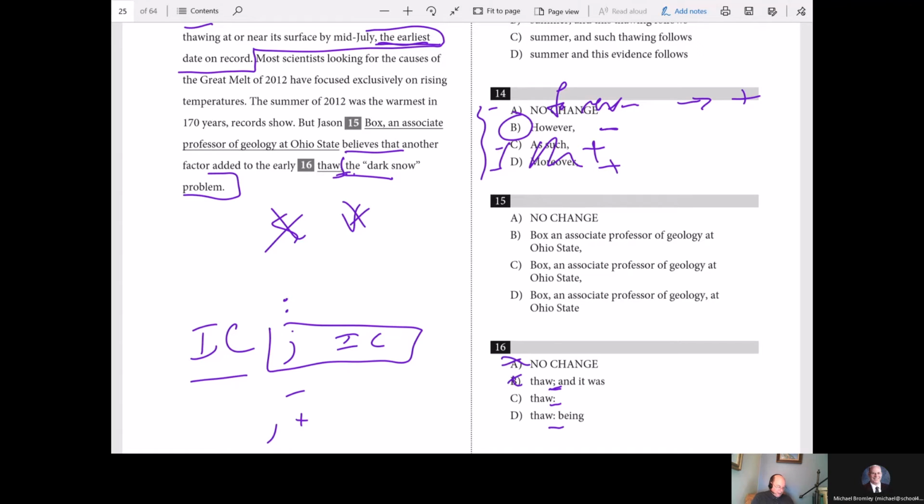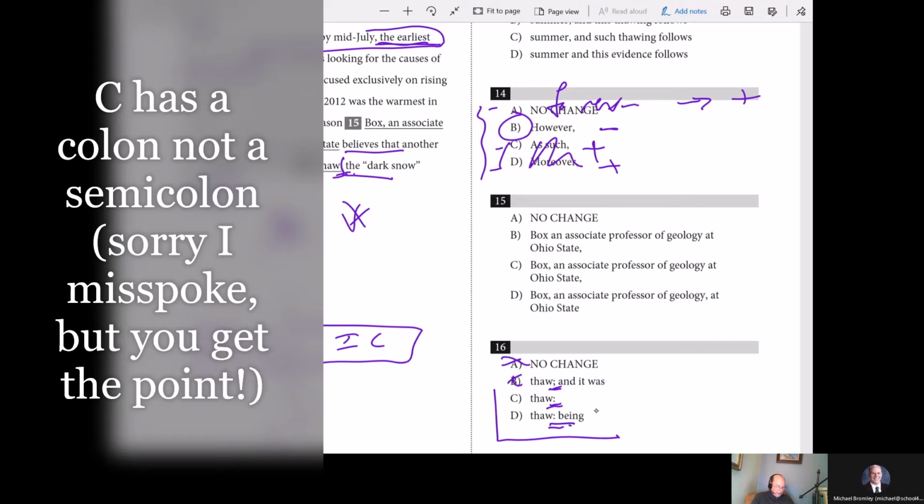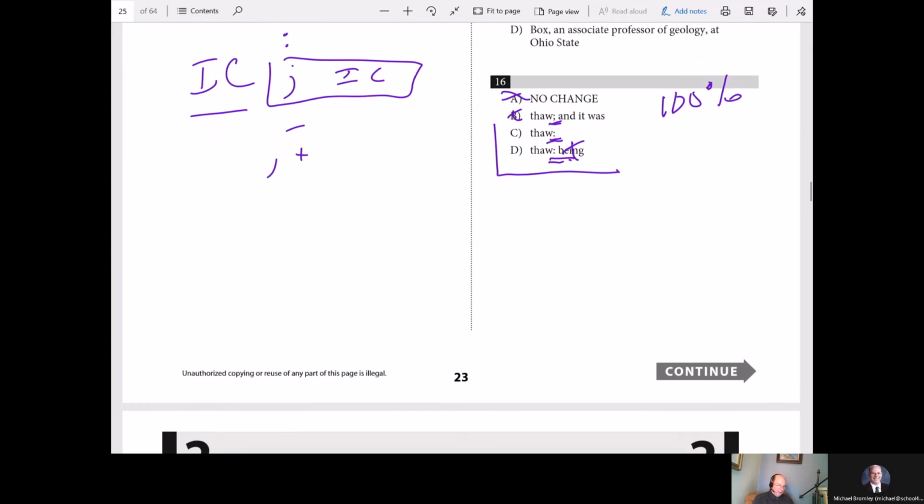Therefore, B and the other semicolon, A, are wrong. So now I just have to look between these. Is it a semicolon thaw? Do I need the word being? This is a 100% rule. 100% of the time, the word being is not going to be acceptable to the SAT writers. Okay, hope that's clear.